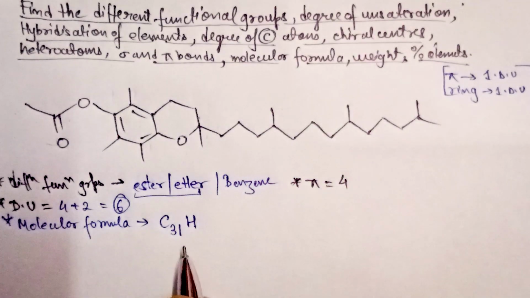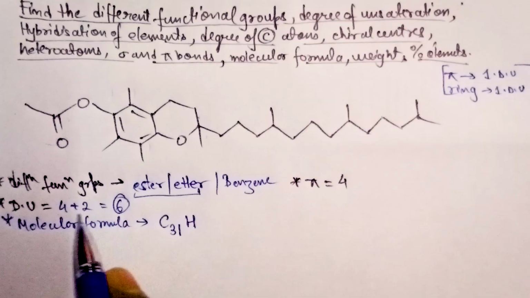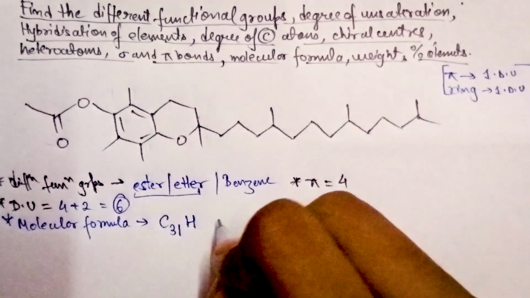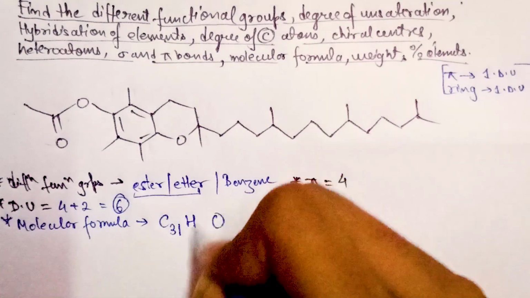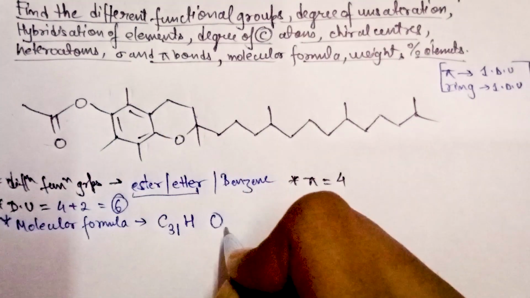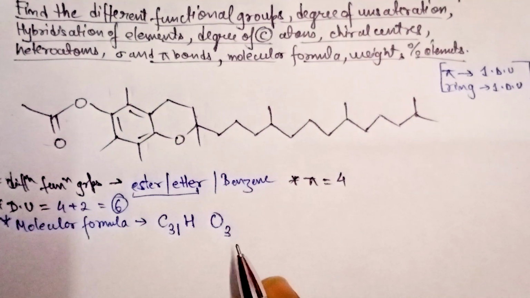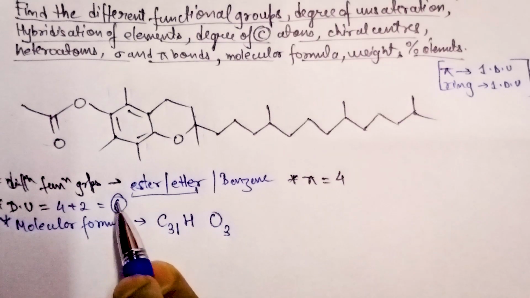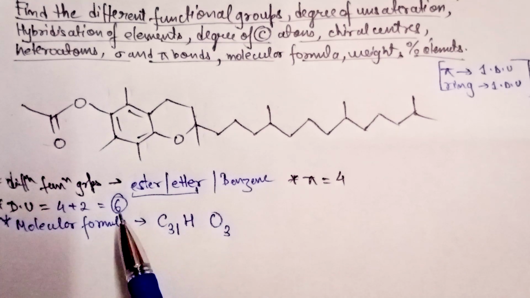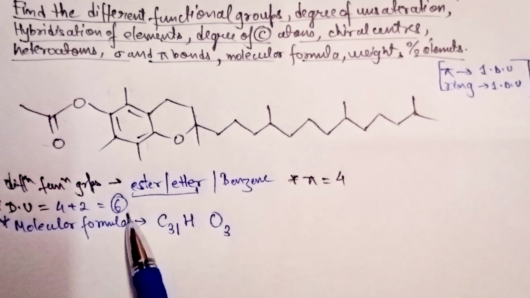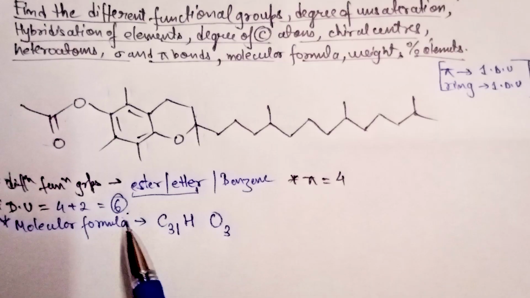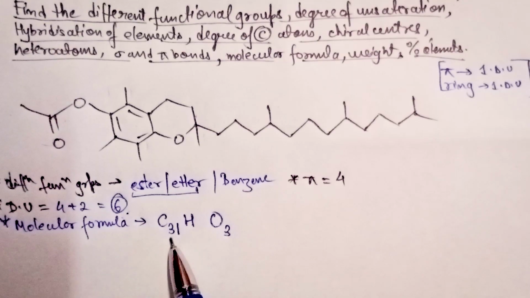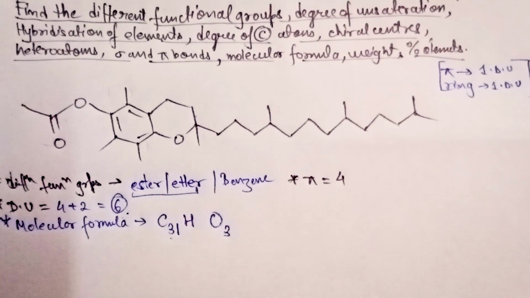We can use the theorem of degree of unsaturation to find the number of hydrogen atoms, and we'll count the number of oxygen atoms. So oxygen atoms are clearly 3. Now we know that oxygen does not contribute to the degree of unsaturation of the compound, and the DU of the molecule is 6. Therefore, this molecule has 12 H atoms less than the open chain alkane containing 31 carbons.